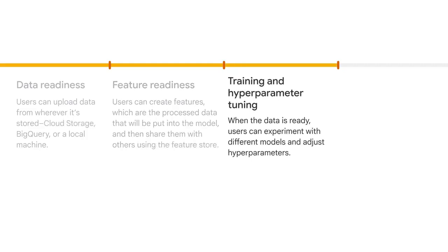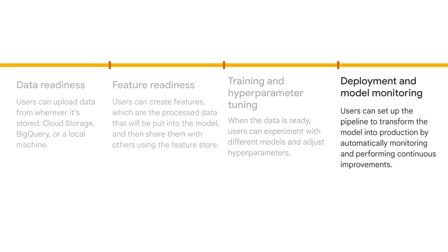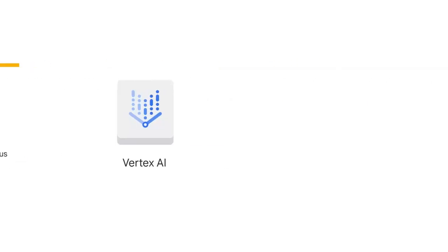After that, it's time for training and hyperparameter tuning. This means that when the data is ready, users can experiment with different models and adjust hyperparameters. And finally, during deployment and model monitoring, users can set up the pipeline to transform the model into production by automatically monitoring and performing continuous improvements. You'll learn how to do this later in this course when you explore MLOps.